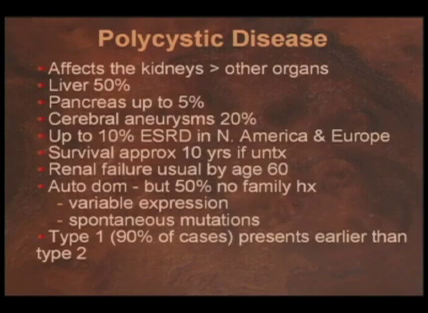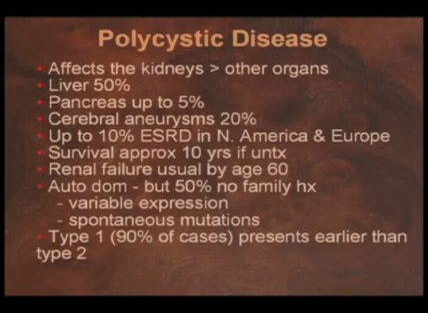Polycystic disease is a disease that affects the kidneys more than any other organ, although the liver is often affected. The pancreas is very rarely, but occasionally affected. And you can get cystic lesions in the vasculature of the CNS, in particular cerebral aneurysms. Up to 10% of patients that have end-stage renal disease in North America and Europe have this because of polycystic disease. Survival is approximately 10 years on average if it's untreated.